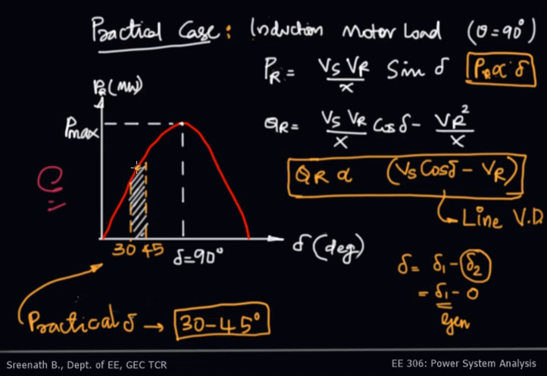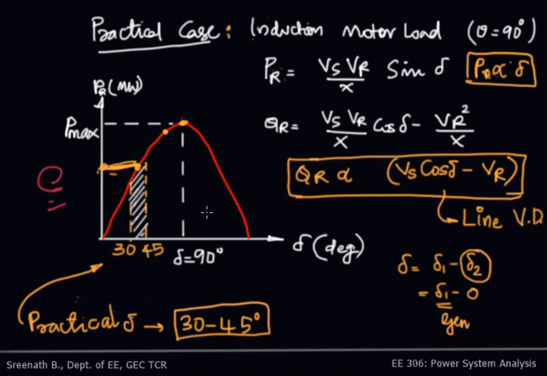Okay, so if you are operating at this point with this particular delta and this particular power, you have room for increasing the power up to this maximum point. But if you are operating at this point, you can only increase the power up to this value. So generally the system will be designed in such a way as to absorb some transients and remain stable during the transient period. So we'll see how that happens.